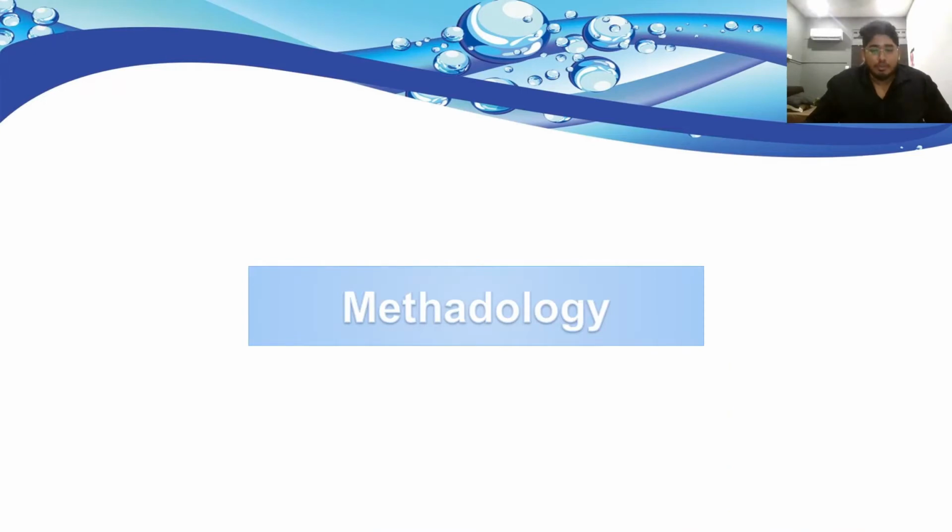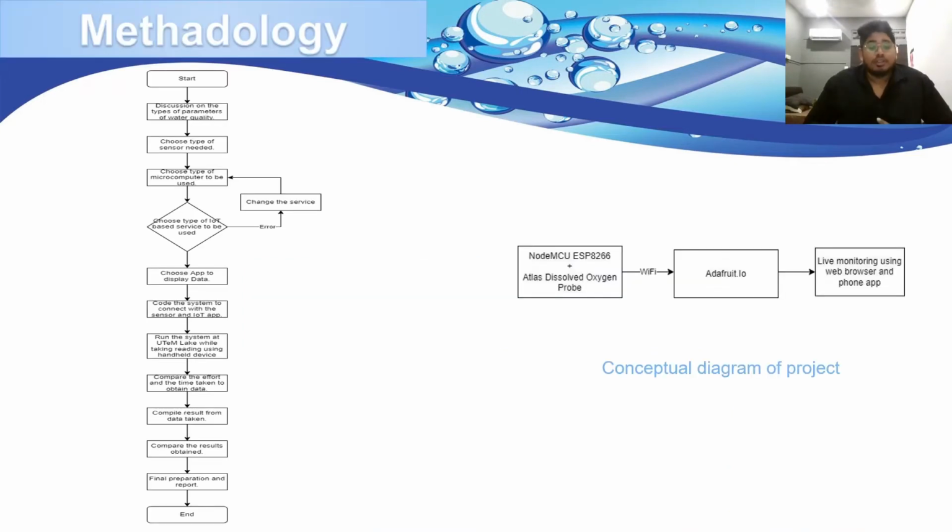Now we move on to my methodology. On the side over here, we have the main flowchart of this whole project. During the start, I first discussed the type of parameters of water quality that's needed. In this case, I have chosen dissolved oxygen value and also biochemical oxygen demand value. After that, I chose the type of sensor that I needed. I have chosen the dissolved oxygen probe by Atlas Scientific, which allows Arduino to be used. And I have used the Node MCU microcontroller.